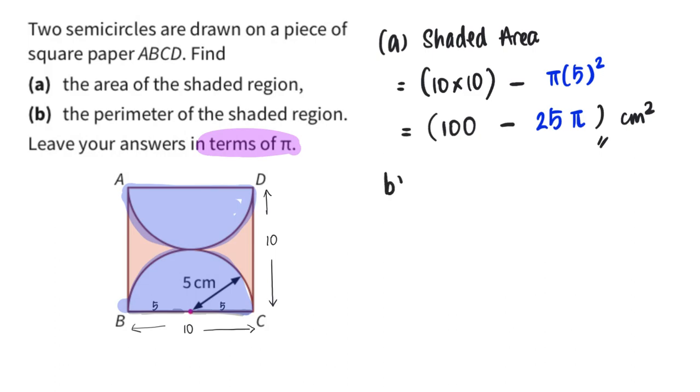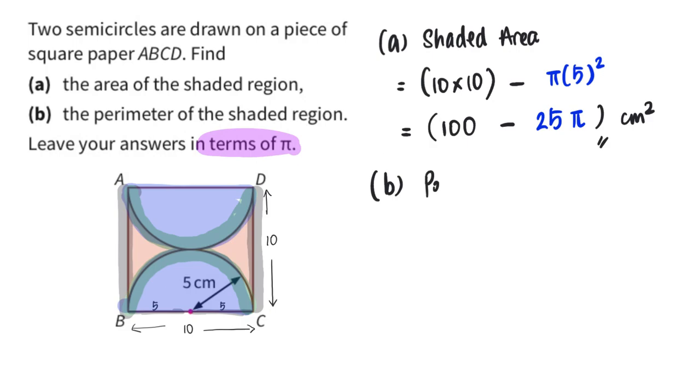And for part B, find the perimeter of the shaded region. Let's see what do we have. We have 10 here, we have 10 here. And we actually have this semicircle and this semicircle again. They make one full circle.